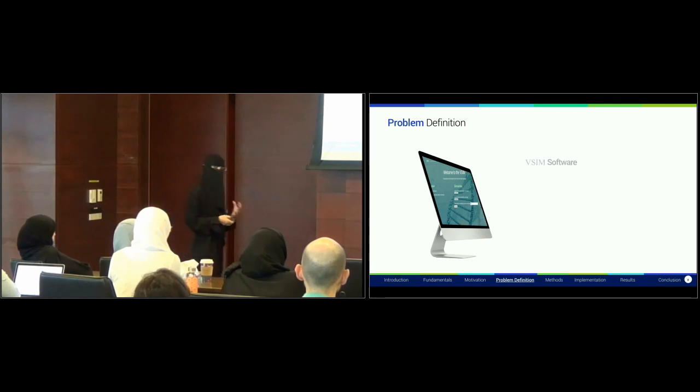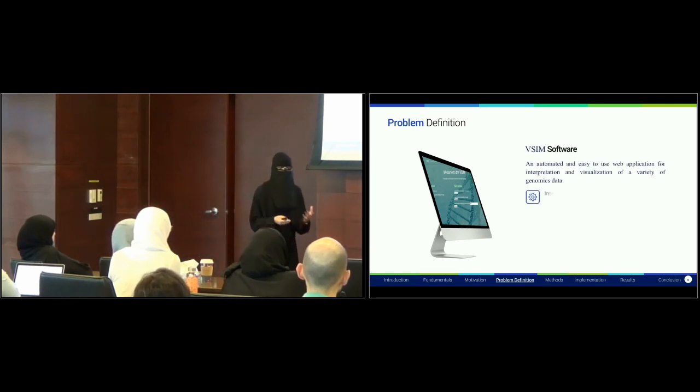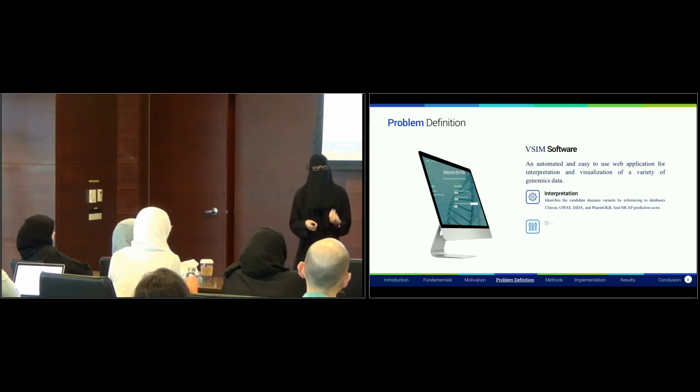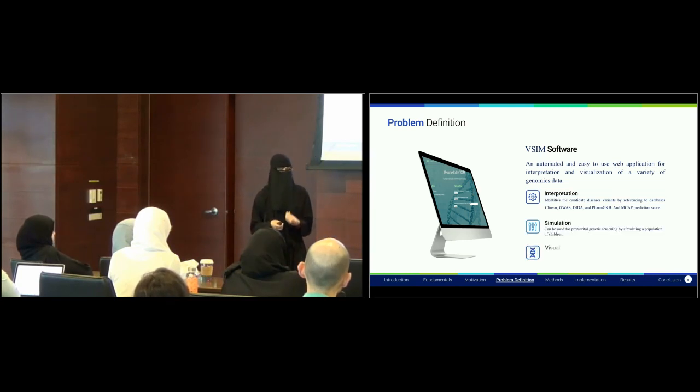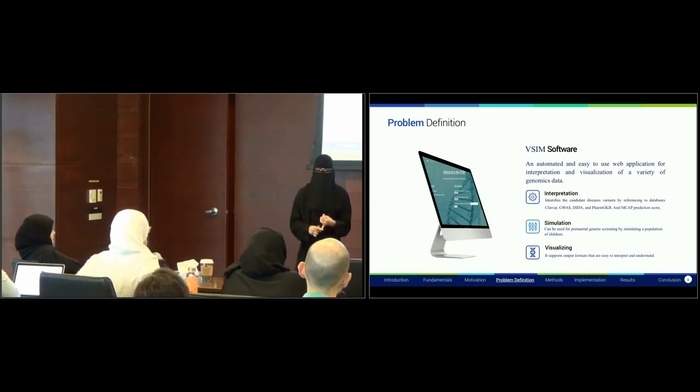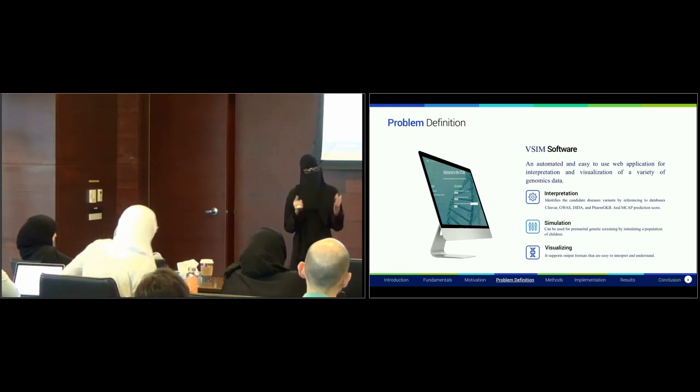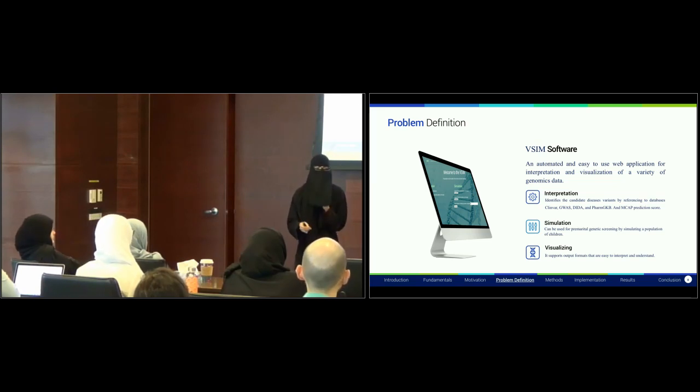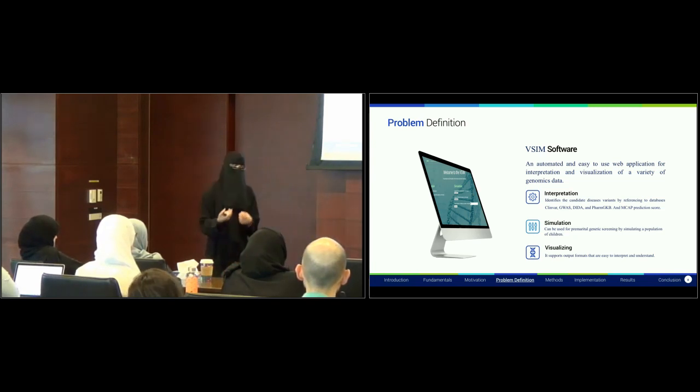VSIM is a method for interpretation and visualization of personal genomic data. It identifies and visualizes candidate disease variants associated with Mendelian disease, variants that convey risk of complex diseases, variants associated with digenic disease, and also variants that might affect drug response. Moreover, it also predicts pathogenic variants, those that will most likely be the cause of the disease.